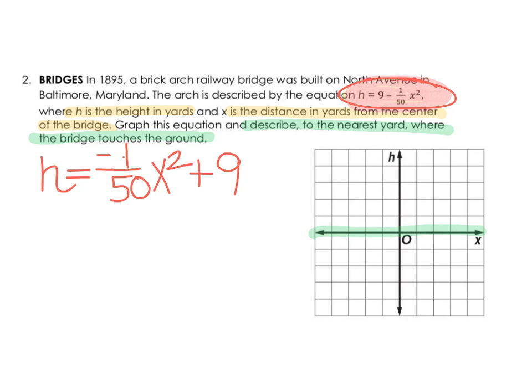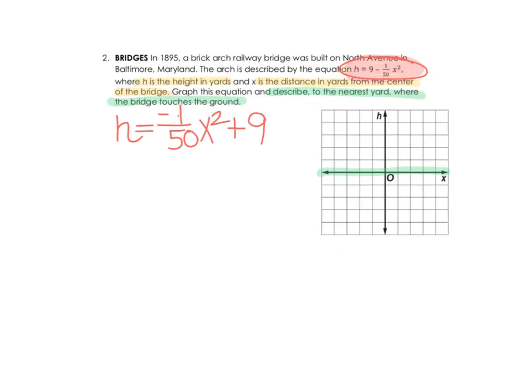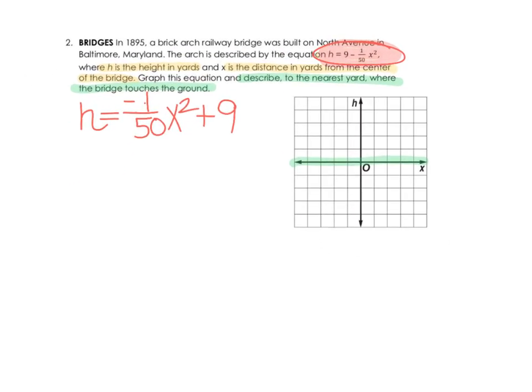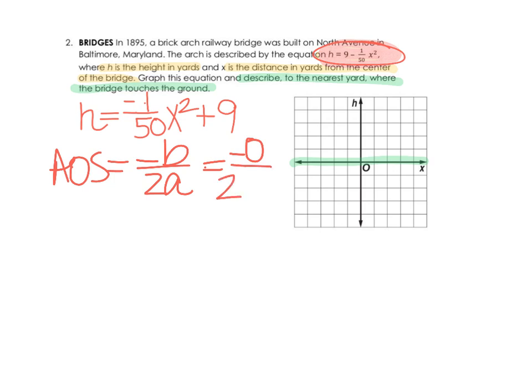Now, how we want to graph this is by using a table. So we're going to make a table, but we first have to figure out what value is going to go in the middle of our table, and we do that by finding our axis of symmetry. The formula for the axis of symmetry is negative b over 2a. We don't have a b, so here our b is just 0, so negative 0 over 2 times negative 1 over 50.